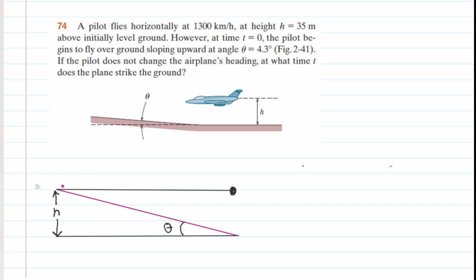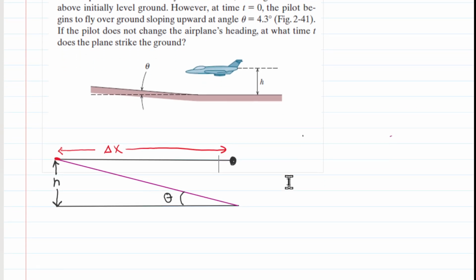So the ground in this picture would be right over here. So we're basically trying to find the amount of time it takes to traverse this horizontal distance right here. We might go ahead and just call this delta x. So the question is, how long does it take the plane to travel that distance?